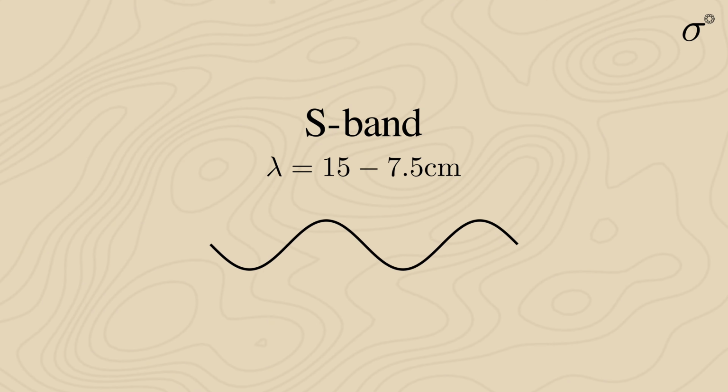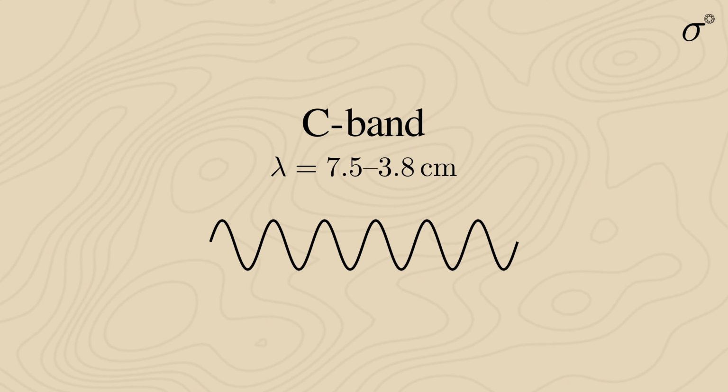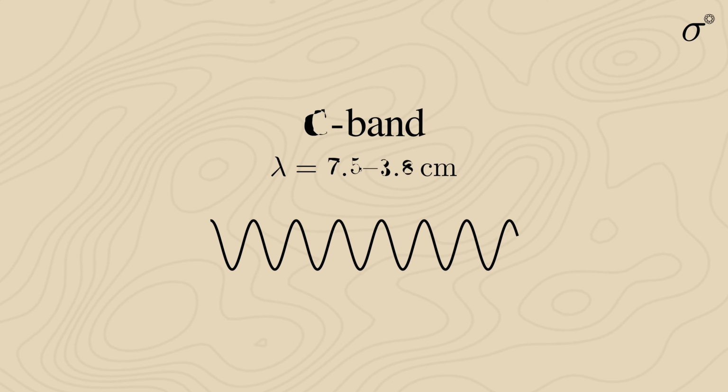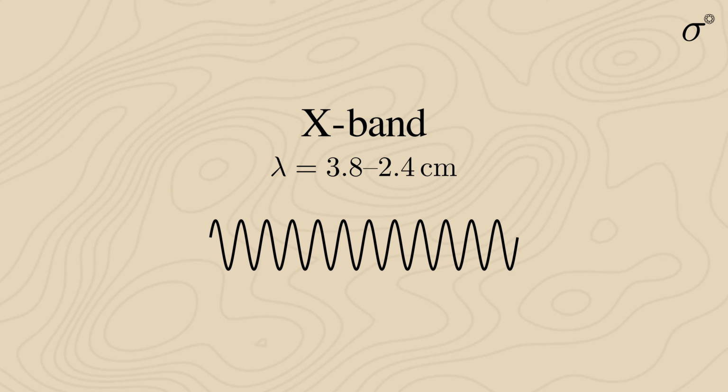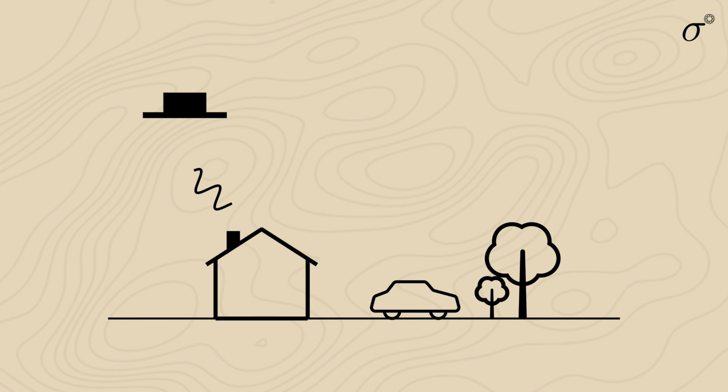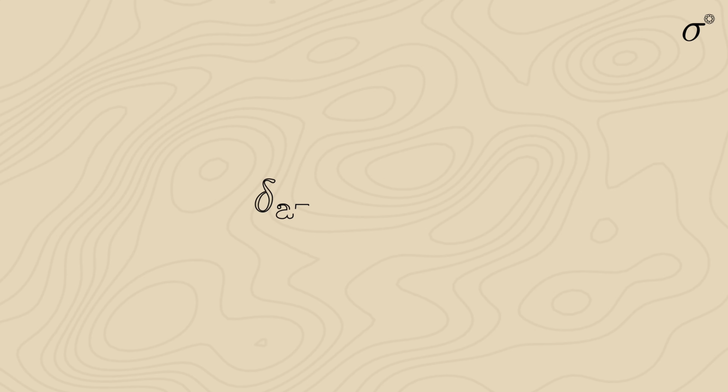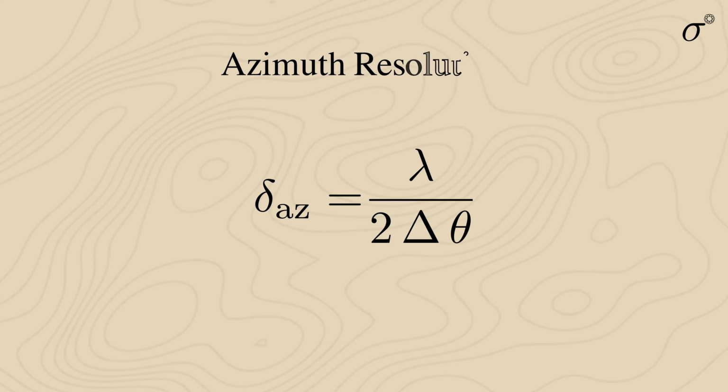Now let's move on to shorter wavelengths like the S-band, the C-band, and also the very popular X-band. Now these bands are very good at imaging human-made structures, for example houses, and structures made out of metal, such as cars. In addition, they provide images with high resolution, since in synthetic aperture radar, the resolution in azimuth or in flight direction is directly proportional to the wavelength, meaning that shorter wavelengths produce higher resolutions.